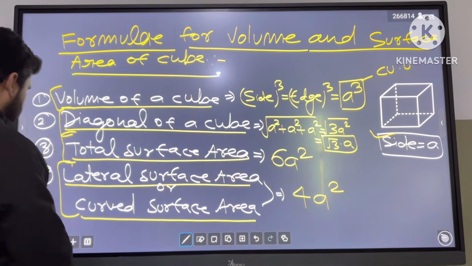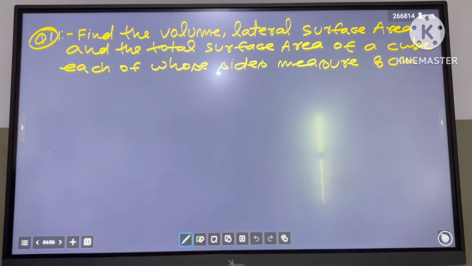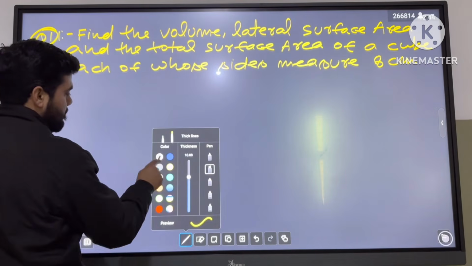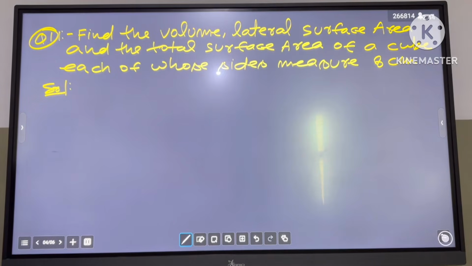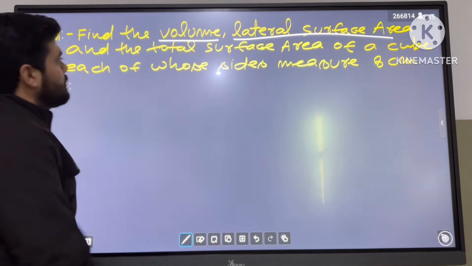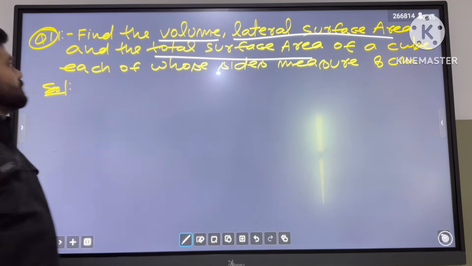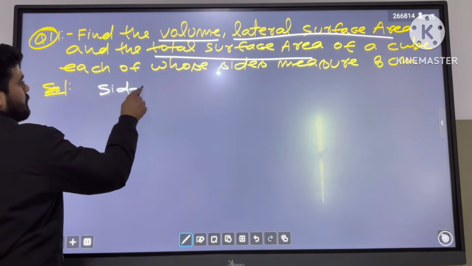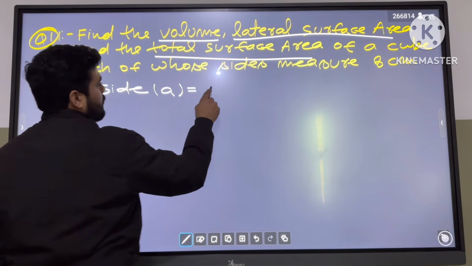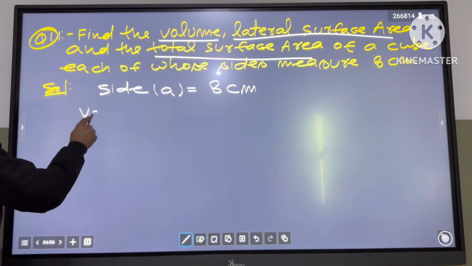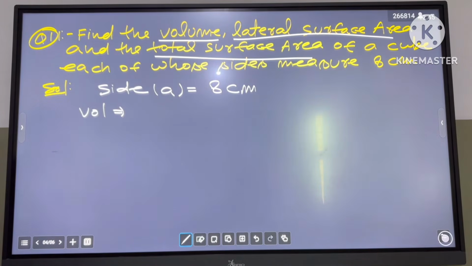Now let's move on to basic questions based on formulas of cube. The first question is, read the question carefully. This is a very basic question. Find the volume, lateral surface area, and the total surface area of a cube if its side is 8 centimeter. So side a is equal to 8 centimeter. What was the formula for volume? Formula for volume, side cube.